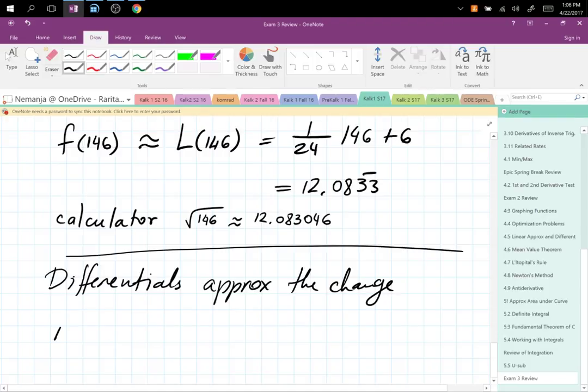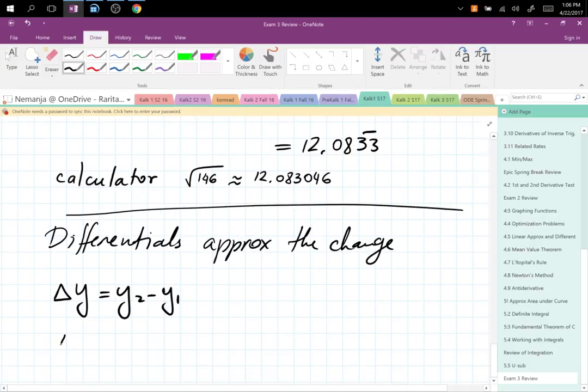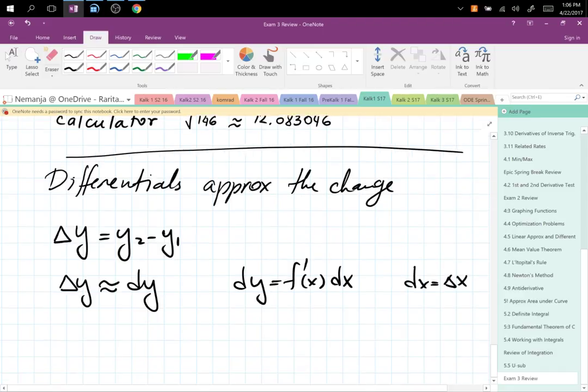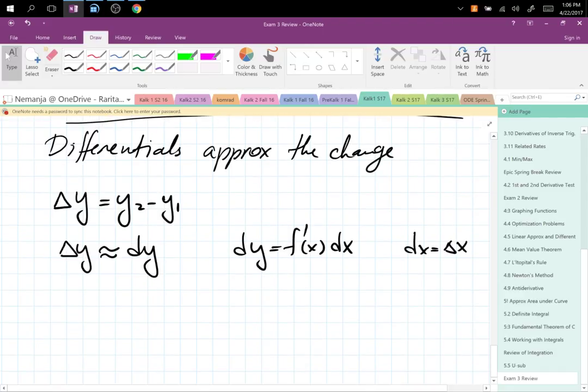So you know that delta y is y2 minus y1. So delta y is approximated by dy. And you know that dy is equal to f prime of x dx, where the dx is the same as delta x. So that's just a little bit of the refresher of what it means theoretically. And now you can figure out the problem.